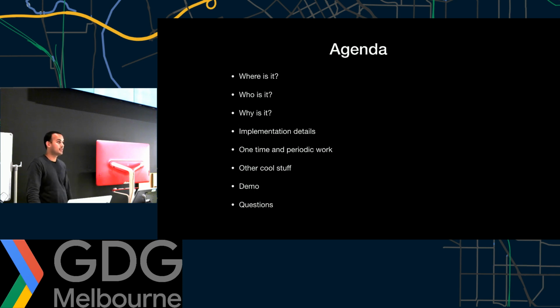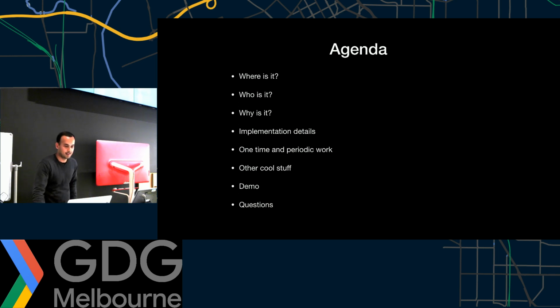Implementation details, because it's a technical talk, so I'm going to try and talk about a little bit of code. There's different types of work that can be done in the background: one-time and periodic work, something that repeats, something that's once off. I was going to write a slide titled miscellaneous, but that didn't seem cool enough, so I wrote a slide called other cool stuff. And I've also got a demo, hopefully it will work, and the dreaded question slide.